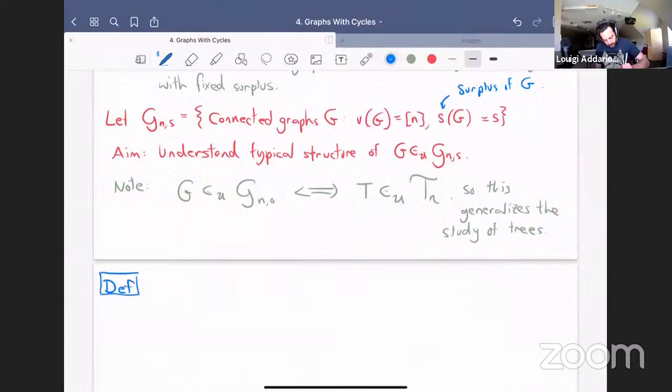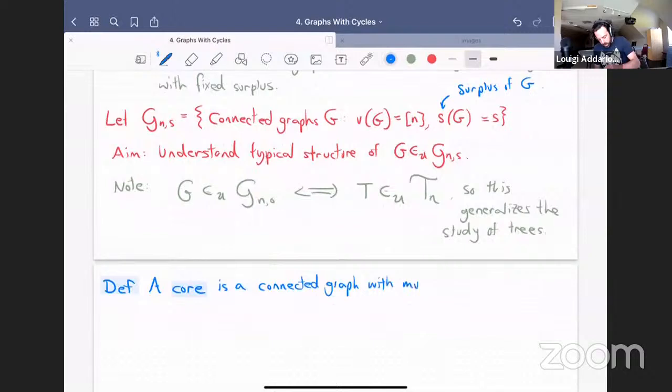The core of the challenge to go beyond trees, and the thing is actually called a core, is this: if we have a connected graph, then we want to understand the bit of it that's not tree-like. We'll call that a core. So this is a connected graph with minimum degree 2.